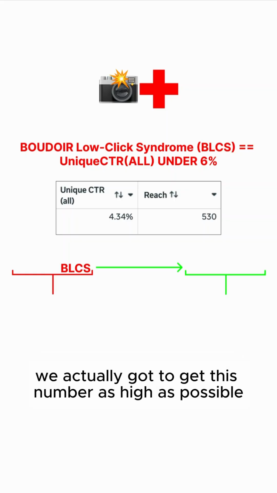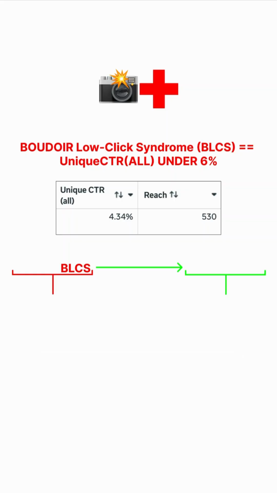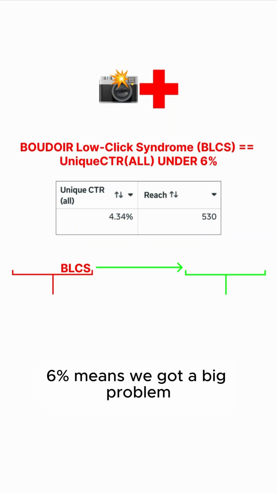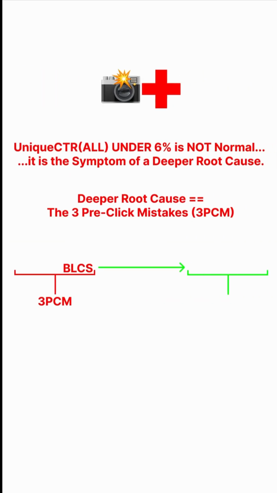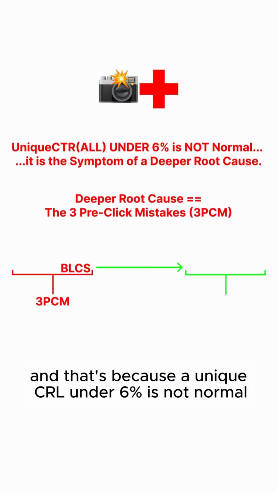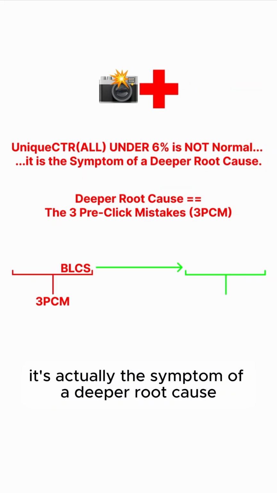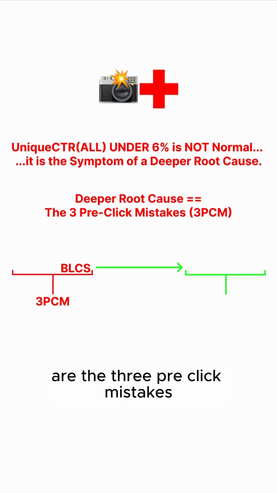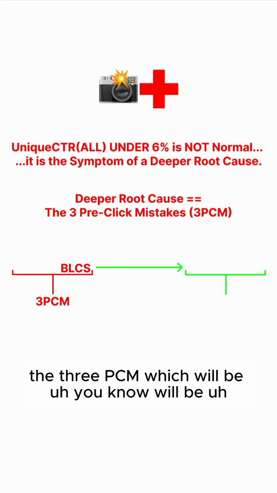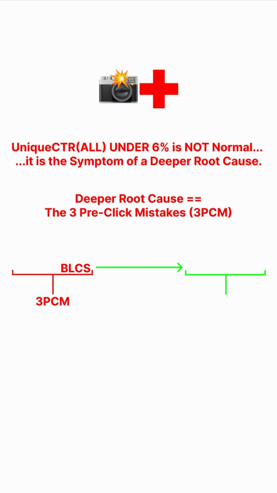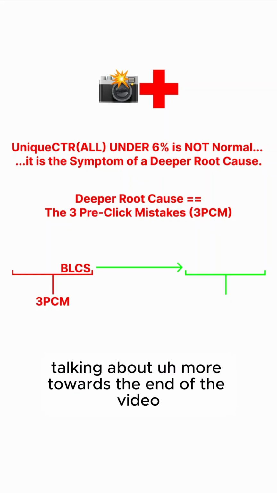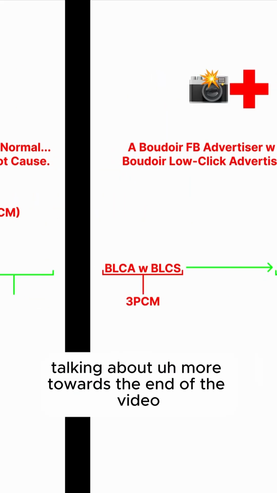So we actually got to get this number as high as possible, literally as high as possible. 6% is the minimum. 6% means we got a big problem. And that's because a unique CTR under 6% is not normal. It's actually the symptom of a deeper root cause. And that deeper root cause are the 3 pre-click mistakes, the 3 PCM, which we'll be talking about more towards the end of the video.